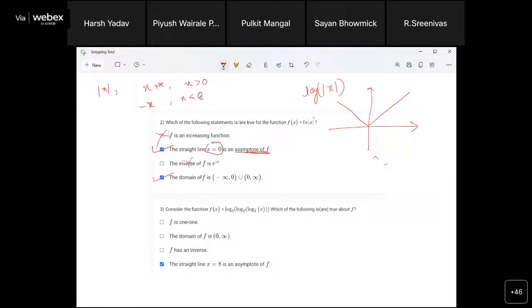So, can we find out the inverse of this particular log of mod x? Here we see the condition: mod of x, minus of x when x is greater than 0. So it should be a 1-to-1 function to have an inverse, right? Is it 1-to-1? No, sir. It's not 1-to-1. That's why we cannot find the inverse. If it is 1-to-1, then we can find the inverse.